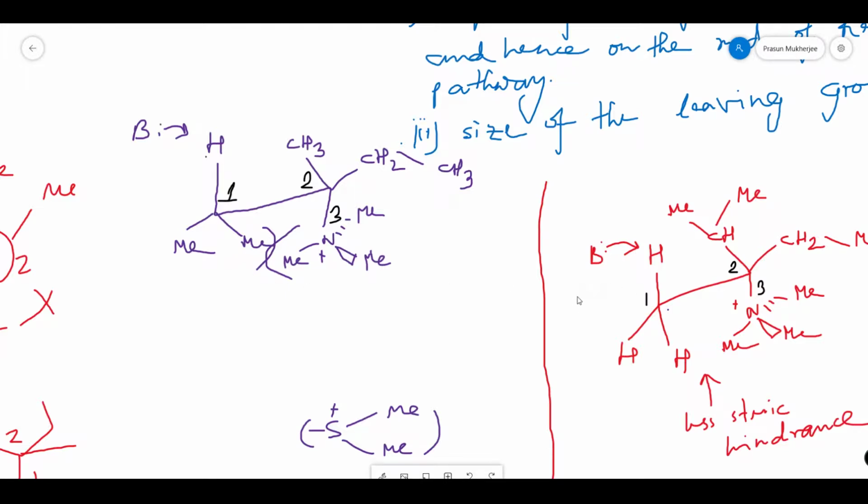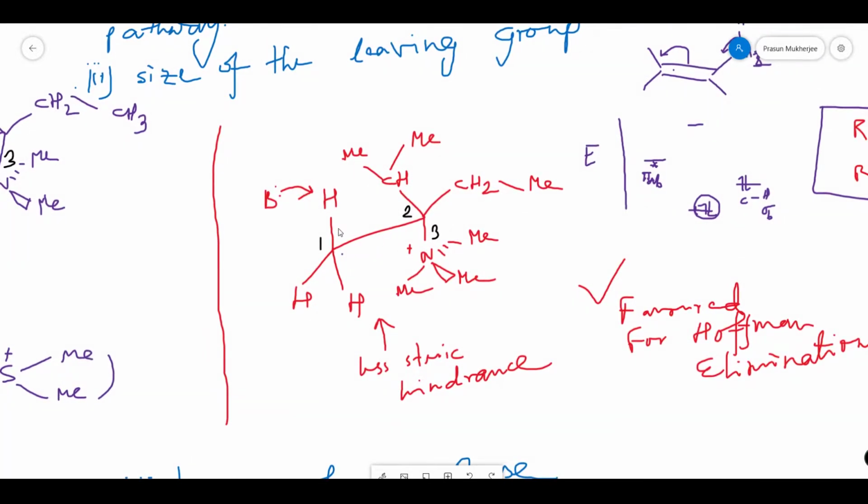So now consider this possibility. In this case we can see that the base is abstracting the more acidic hydrogen atom. So now consider it from the viewpoint of steric repulsion. As you can see, in this case there are no methyl groups, so 1,3 syn diaxial interaction is completely absent in this case.